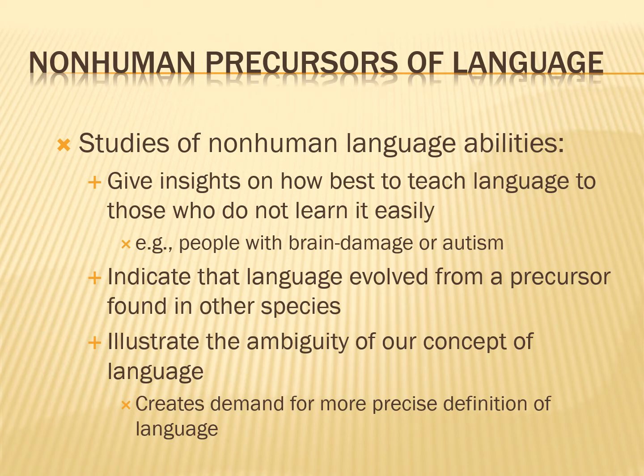All of these studies of non-human language abilities, looking at these non-human precursors of language, give us a number of things. One is we can gain insights on how to better teach language to those people who don't easily learn it, so people with brain damage or people with autism. That's a more practical side. On the more theoretical side, they indicate that language evolved from a precursor that was found in other species. And we're going to talk a tiny bit more about this possible evolution. It also illustrates the ambiguity of the concept of language, that we really want a more precise definition so that we can decide whether or not other species have something as complex as what we call language.